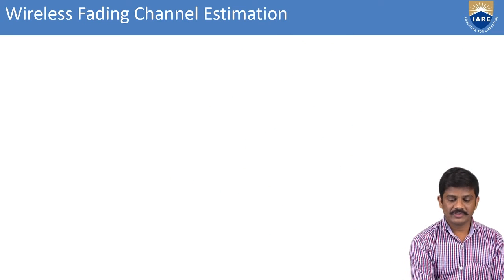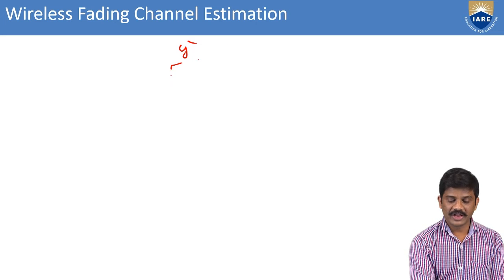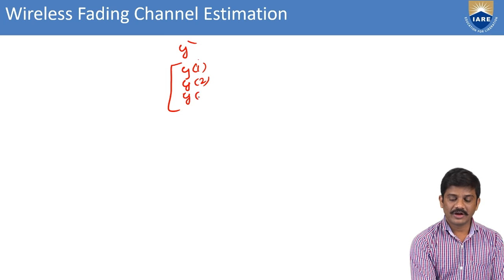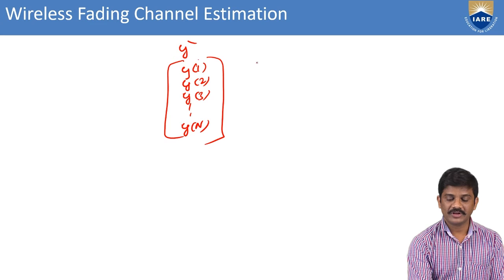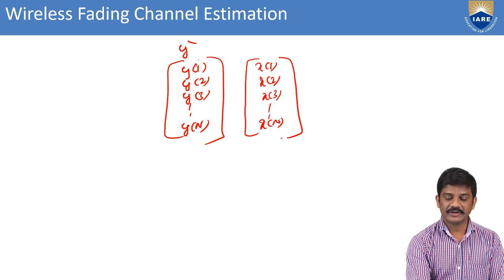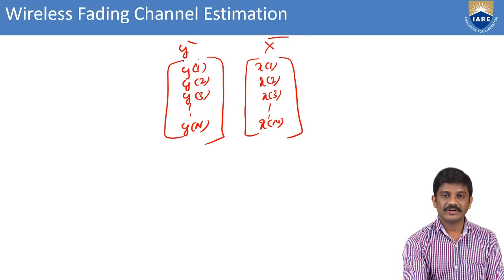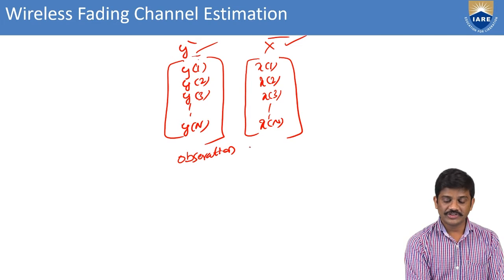Next, we consider the y bar values and x bar values. We write y of 1, y of 2, y of 3, and so on, y of n, in the received pilot symbols. Coming to here, we take x of 1, x of 2, x of 3, and so on, x of n, in the transmitted pilot symbols. This is the received pilot symbol y bar, and this is x bar. These are the observation vectors.